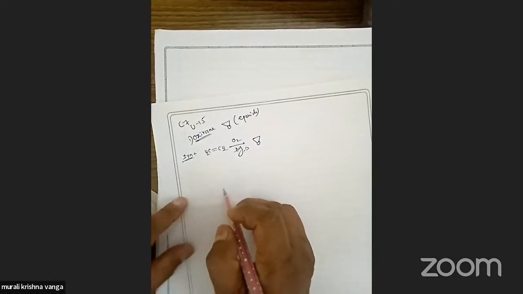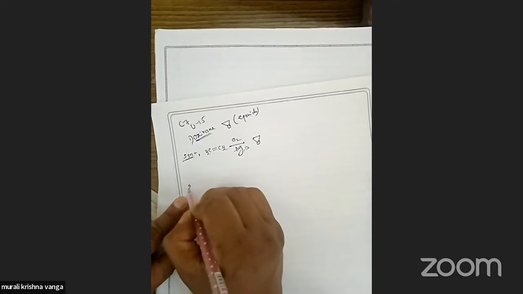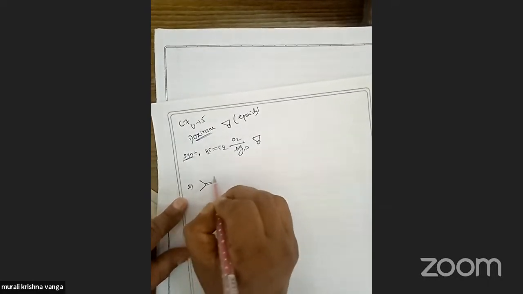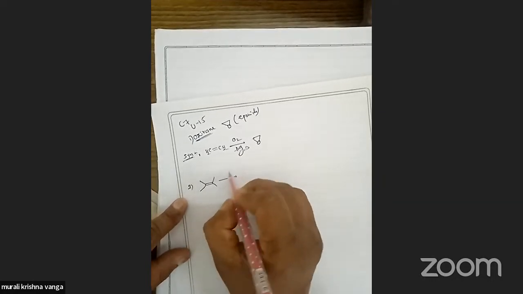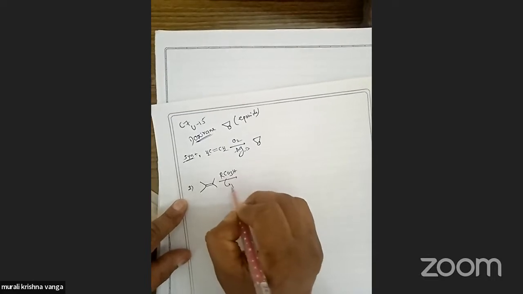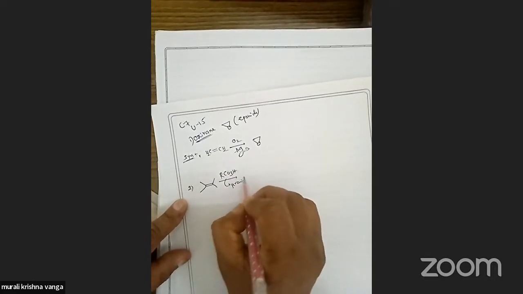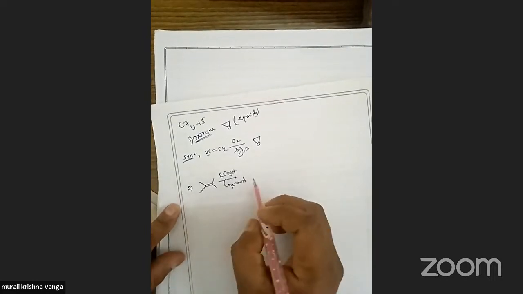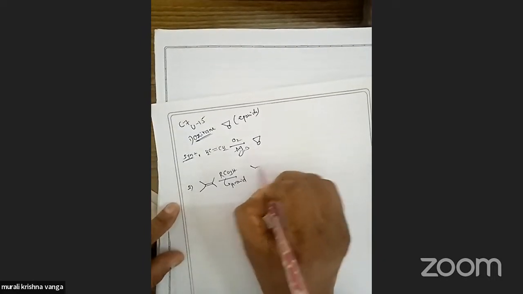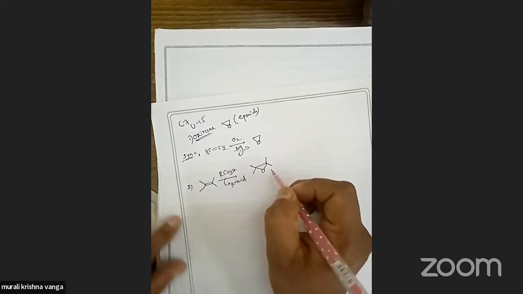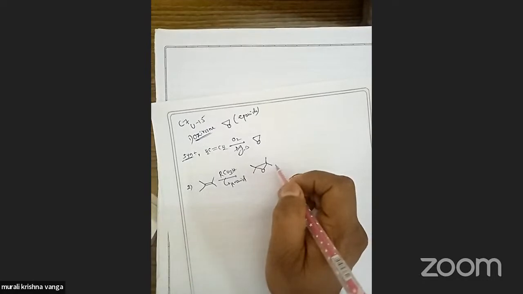The second method is when the double bond of olefins reacts with peracids, such as peracetic acid, perbenzoic acid, or metachloroperbenzoic acid. Whatever peracid you take, the double bond undergoes epoxidation and forms oxirane as the product.